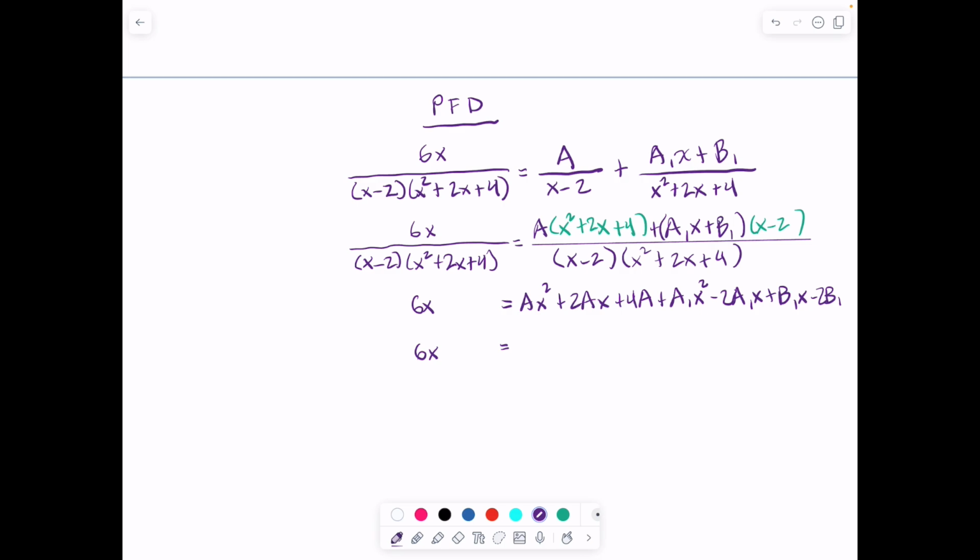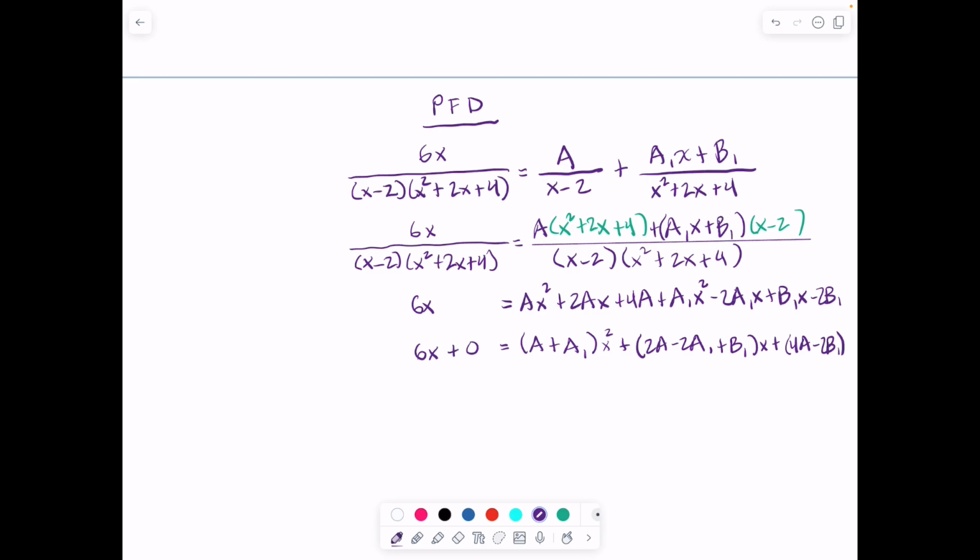There are 2 x squared terms, so we'll have A plus a1 times x squared. And then we have 3 x terms. So the x terms are 2A minus 2a1 plus b1, all of that times x. And then we have two constant terms, which are 4A and then minus 2b1. Cool so far?